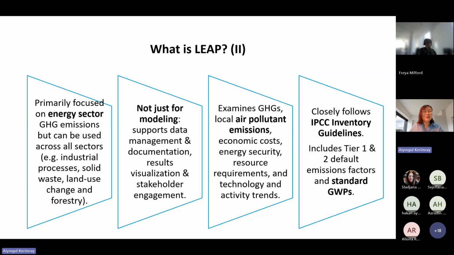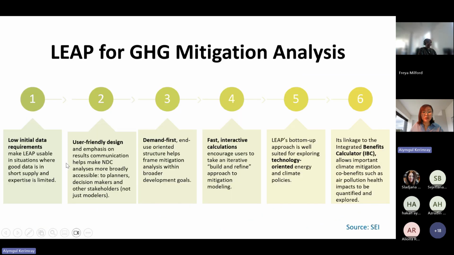can be provided in very good graphs and Sankey diagrams, so the outputs are very attractive and easy to understand. It can be used to examine not only GHG emissions, but also air pollutant emissions. It follows the IPCC inventory guidelines and includes default emission factors and standard global warming potentials. Compared to the TIMES model and other more comprehensive models, it has relatively low initial data requirements. It is a user-friendly design.